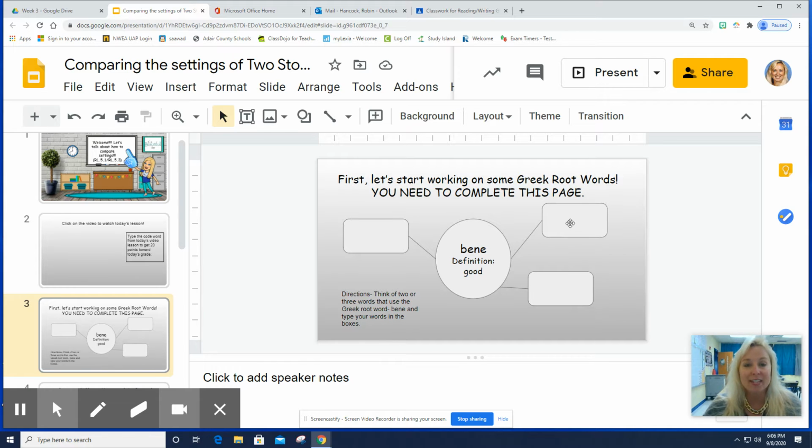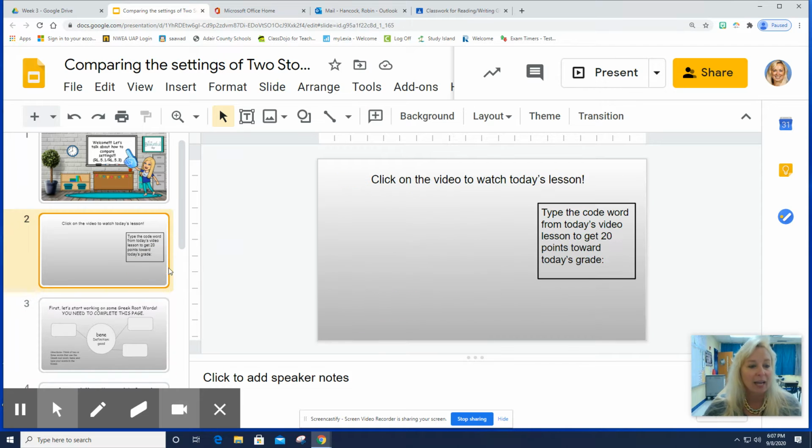Okay? Like we said yesterday, you can use dictionary.com. You can search words with the Greek root word bena. You can go to the Merriam-Webster online dictionary. You can go to an old-timey book dictionary that maybe you've got at home that you can look up bena, B-E-N-E, and find words that use that Greek root word. So lots of ways that you can come up with at least 2 words that use the Greek root word bena. Okay, so you do need to complete this page. And you need to type in the code word on this page, which I will give you here in a little bit.